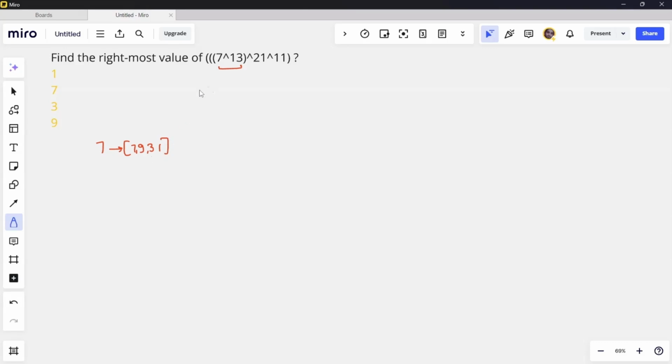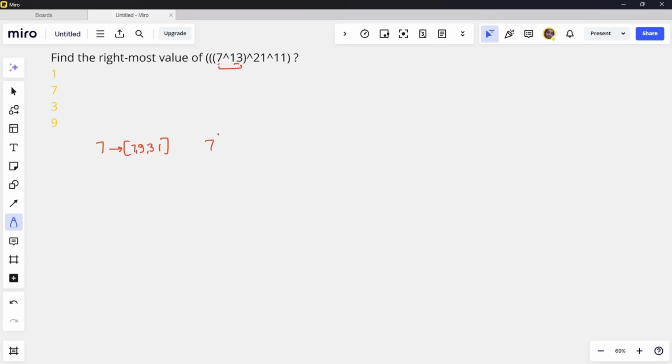This is the power cycle of 7, because the unit digit of this whole expression is completely dependent on the ones digit of the base. This is our exponent, this is our base. In this example the base is a single digit number, so it is a ones place digit. So we will see the power cycle of the ones place digit in the base. The base here is 7, and the power cycle of 7 is 7, 9, 3, 1.